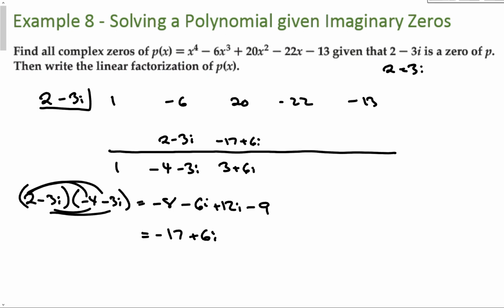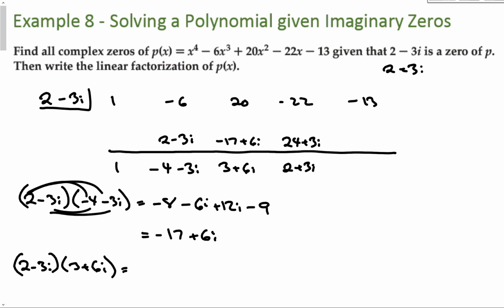And then guess what? Now we must multiply these two together again. 2 minus 3i times 3 plus 6i. And I'm just going to do this on my calculator. 2 minus 3i times 3 plus 6i gives me 24 plus 3i. Add these together, we get 2 plus 3i.